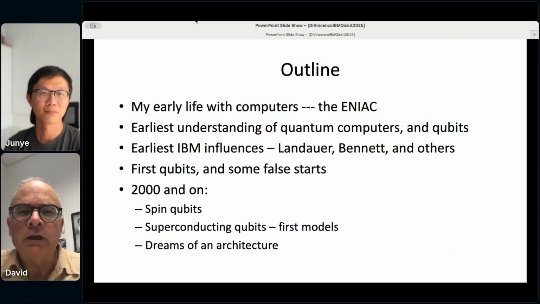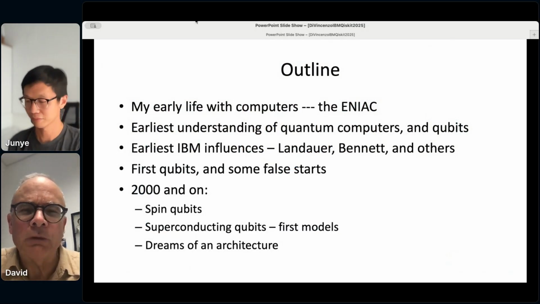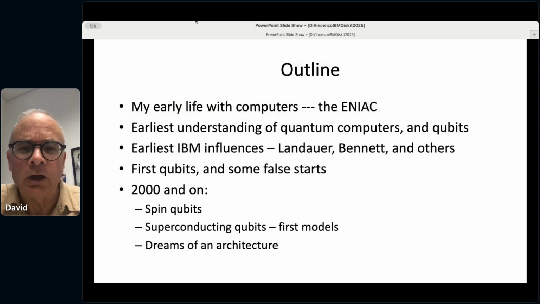I'll begin with very early thoughts about computers, because I've somehow been managing throughout my entire life to intersect with computers. I'll talk for a moment about the ENIAC and what it meant to me. The ENIAC was the first digital computer, 80 years ago. Then I'll move on to things concerning the quantum world, quantum computers and the qubits.